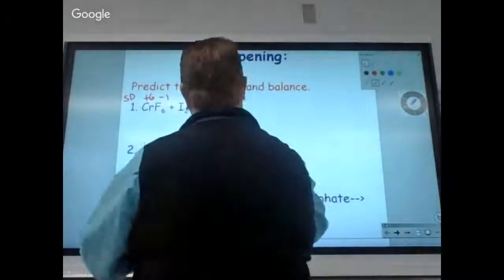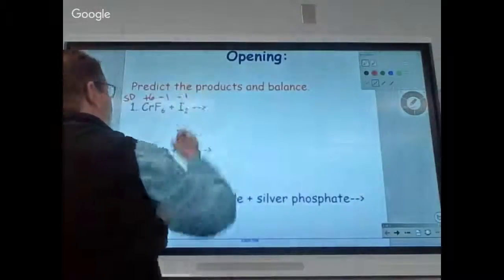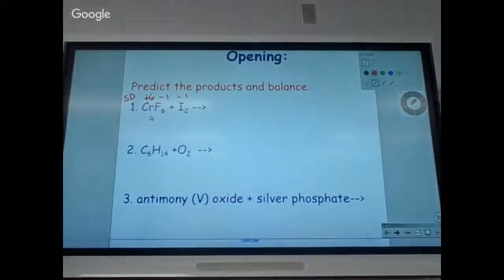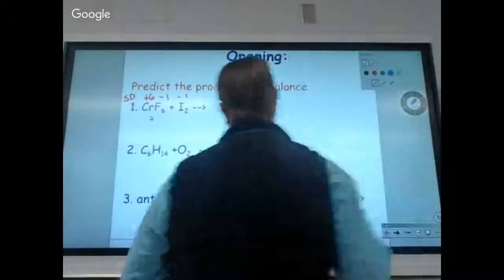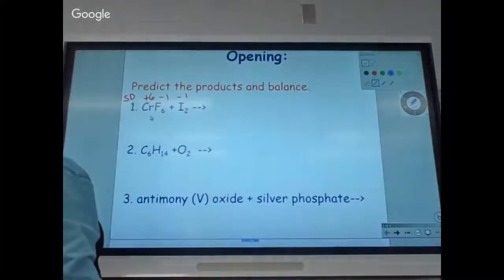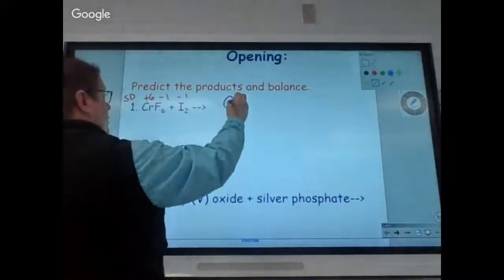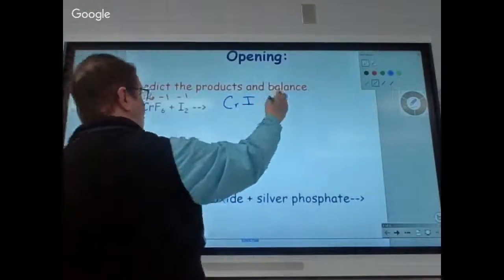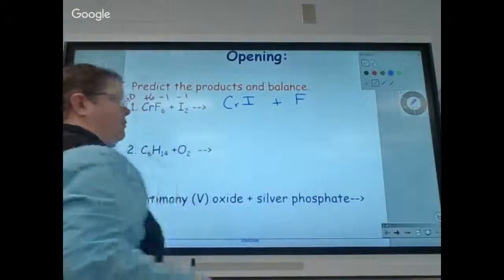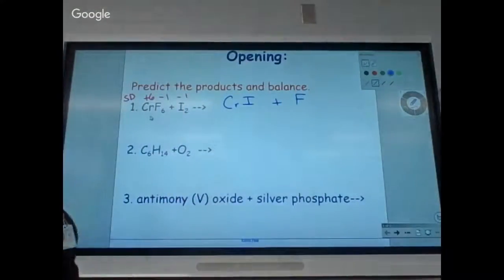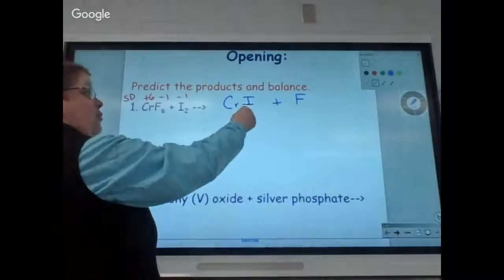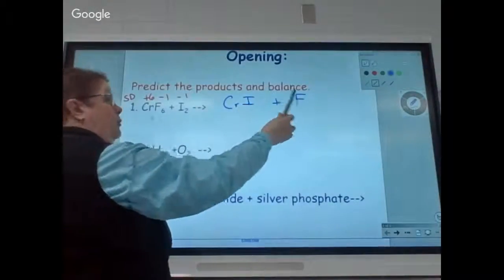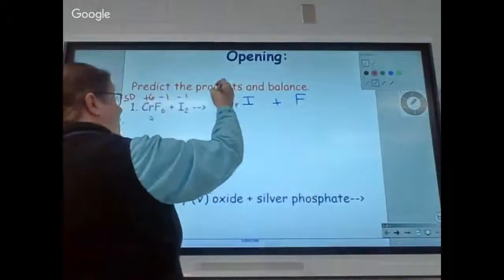So, iodine is -1. So, which two elements are exchanging or switching places? F and I. So, what do we wind up with over on this side for our products if F and I switch places? CrI and F. Now, for the numbers, we don't carry any numbers across the arrow because I have no polyatomic ions. So if this is a compound, where do the numbers come from? What do I have to do? I have to crisscross. So I put in my oxidation numbers.